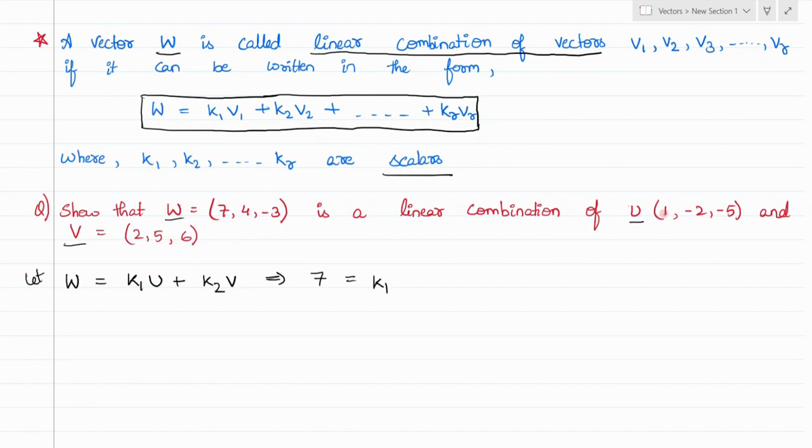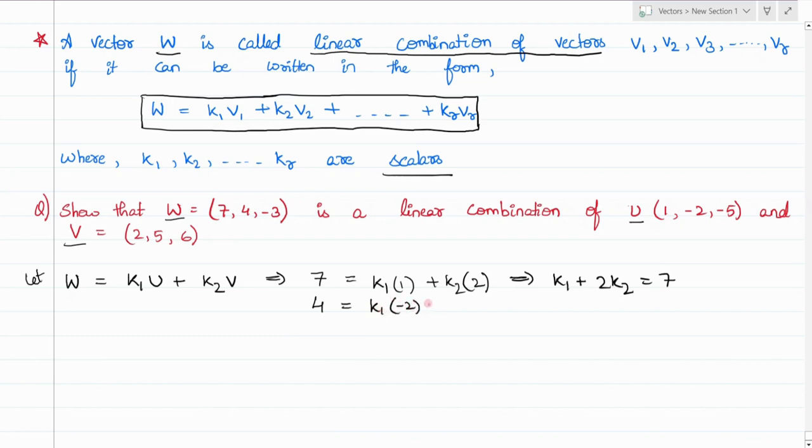But we are considering the i caps, okay? Into 1 plus k2 into 2. From here, we can write it as k1 plus 2k2 is nothing but 7. And one more equation, if we consider j caps, 4 is equal to k1 times of minus 2 plus k2 times of 5. So minus 2 times of k1 plus 5 times of k2 is nothing but 4.